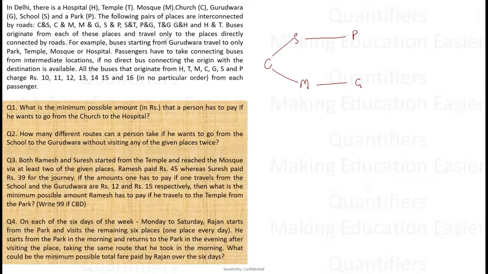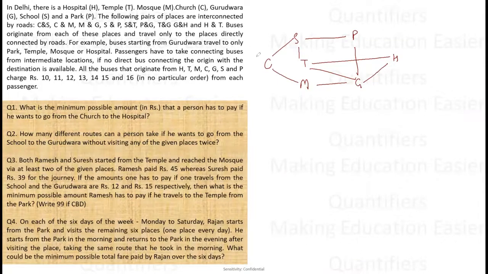S and T, P and G. T and G, G and H, H and T. P and H तो नहीं है. Okay. Now these are the destinations that are organized together and they are connected via roads, networks. Now buses from these places travel only to the places directly connected by the roads.